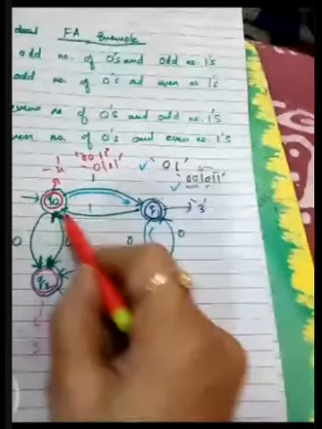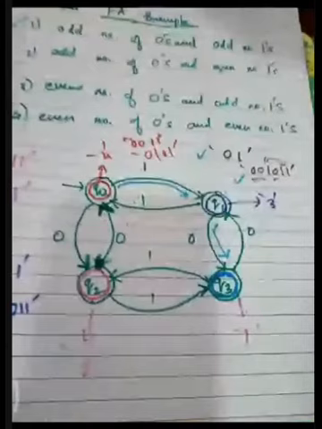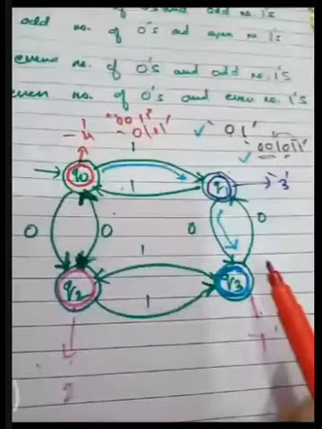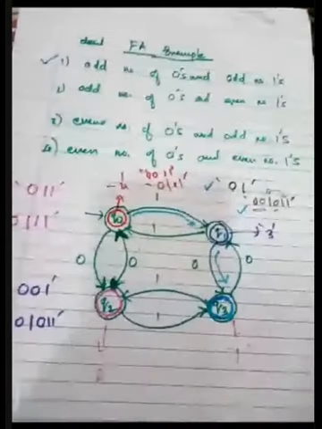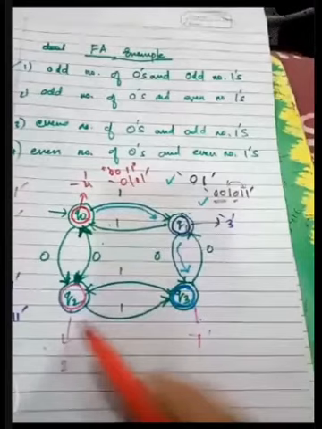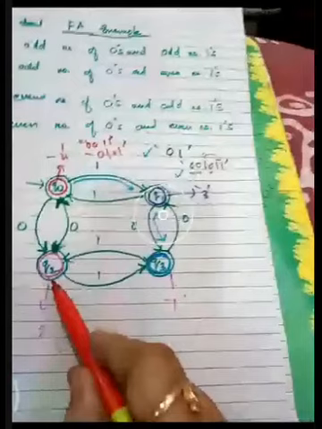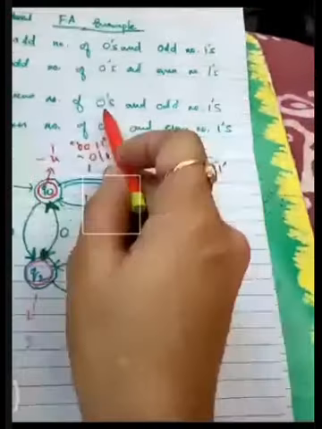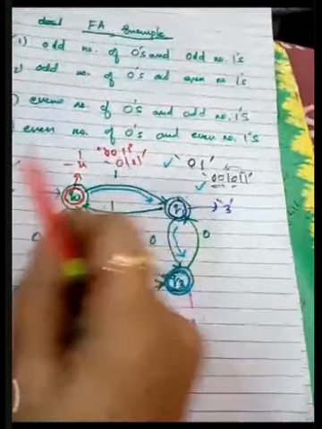So for these 4 cases, the diagram will be the same. You have to properly identify the final state. So once again repeating, this light blue color Q3 state is case 1, odd number of zeros and odd number of ones. Then this pink color state Q2 is for odd number of zeros and even number of ones. Then this Q1 state is for even number of zeros and odd number of ones, and the Q0 state is the final state for even number of zeros and even number of ones.